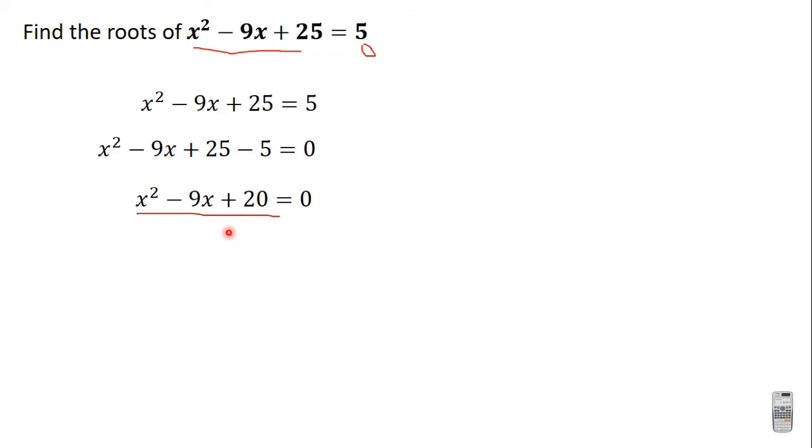To factorize a quadratic expression, we will have to compare the quadratic expression to the general form of a quadratic expression, which is as squared plus bs plus c. So we will compare s squared minus 9s plus 20 to as squared plus bs plus c for the values of a, b, and c. The coefficient of s squared here is 1. So we can say that a is equal to 1. The coefficient of s here is minus 9. So b is equal to minus 9. And the constant here is 20. So c is equal to 20.